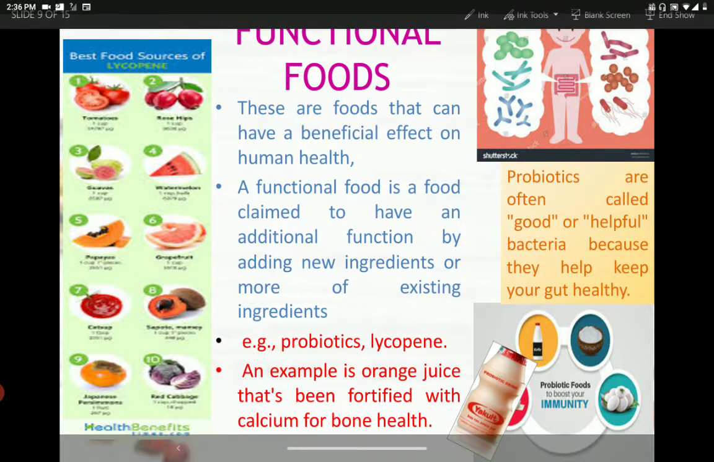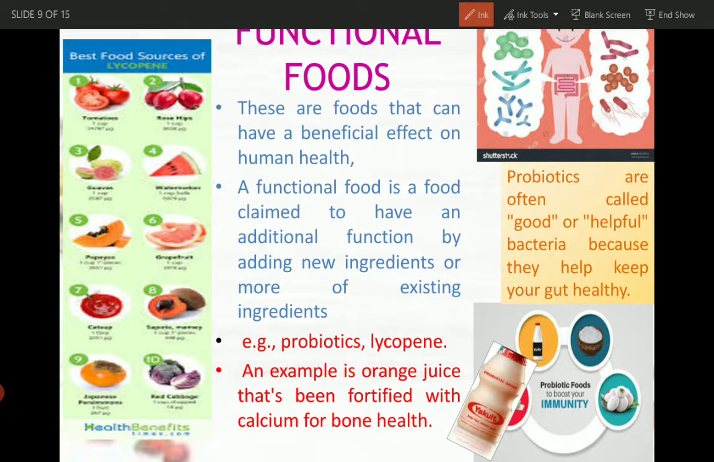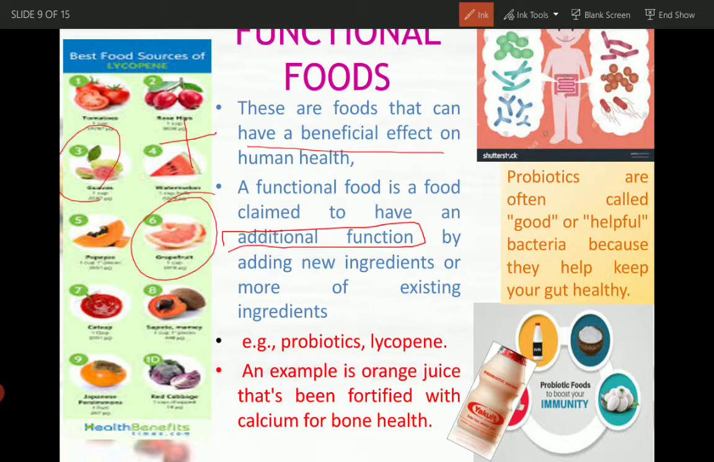Next we come over to the functional foods. Functional foods, these are the foods that can have beneficial effect on the human health. They help in keeping us healthy. A functional food is a food which is claimed to have an additional function. तो इसके पास एक और भी function है by adding new ingredient or more of existing ingredients. तो जो ingredients foods में पहले से ही हैं, या तो उनको या फिर हम उसी में कोई और इंग्रेडिएंट को ऐड कर देते हैं, जिससे कि it becomes very beneficial to our health.